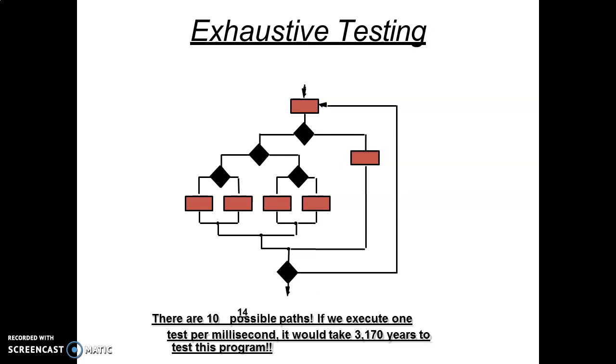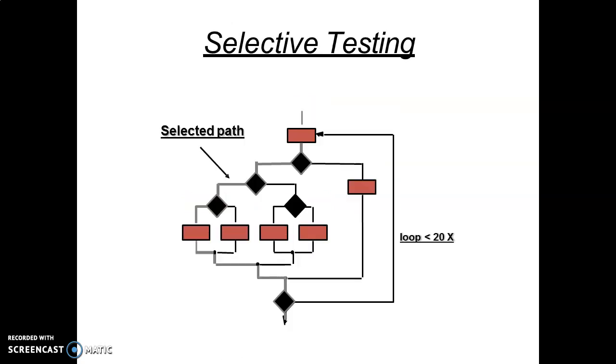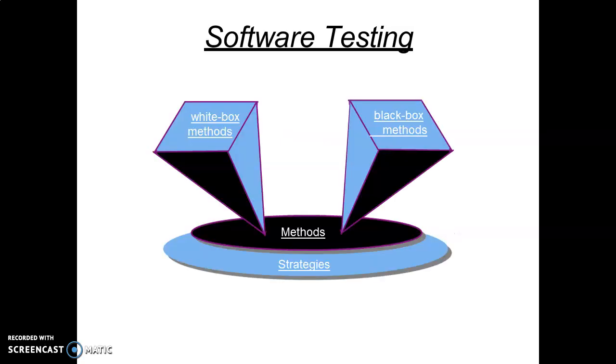The first technique was exhaustive testing, in which we try to test each and every path. So there are 10^14 possible paths. If we execute one test per millisecond, it would take 3,170 years to test this program, which is not practical. On the other hand, we have selective testing. So we test selected paths, and that will complete within a time bound.